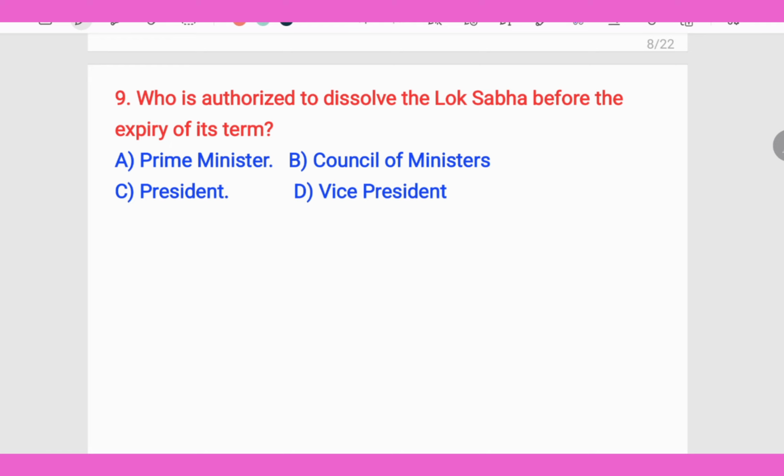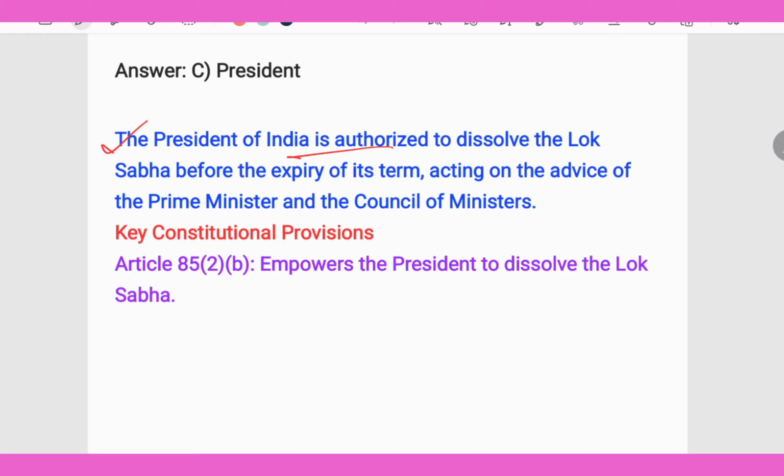Next question is, who is authorized to dissolve the Lok Sabha before the expiry of its term? Generally, the Lok Sabha is dissolved every 5 years. But the president can dissolve the Lok Sabha before its expiry. That means before 5 years, the president can dissolve the Lok Sabha, but the president acts on the advice of the PM. The president is authorized to dissolve the Lok Sabha before the expiry of its term, acting on the advice of the prime minister and the council of ministers.